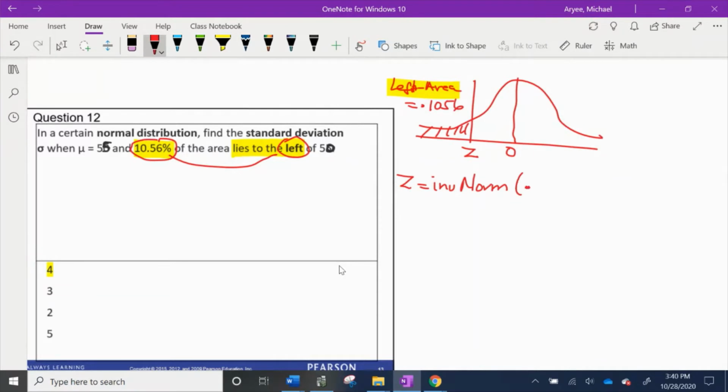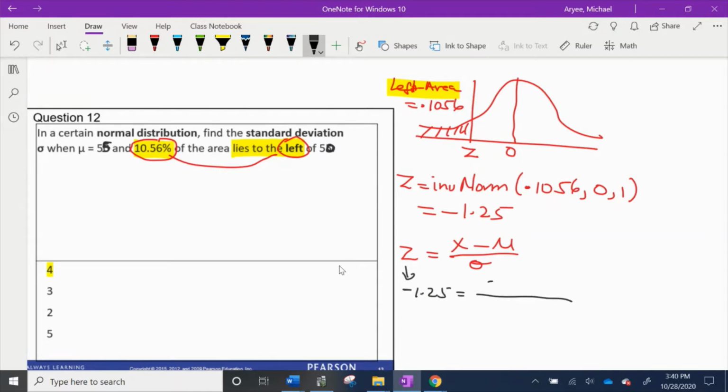So I'm going to put 0.1056, 0, 1, and I'm going to ask whoever has your calculator to work it out for us, and then I can write it in. Yeah, it's negative 1.25. Okay, negative 1.25. So this is step 1. Step 2, you know Z is X minus mu over sigma. So we're just going to plug in the values. Z happens to be negative 1.25.